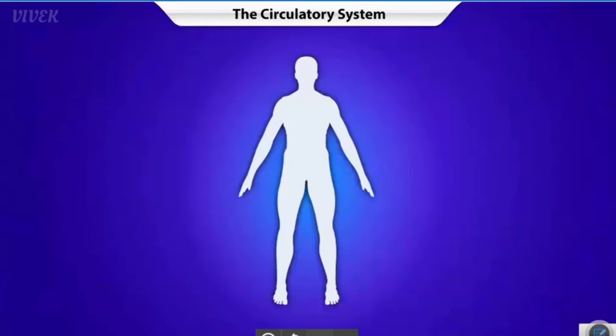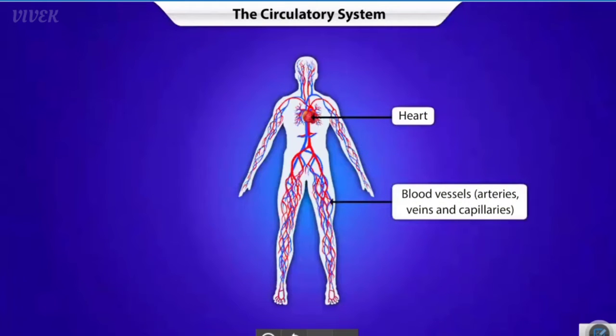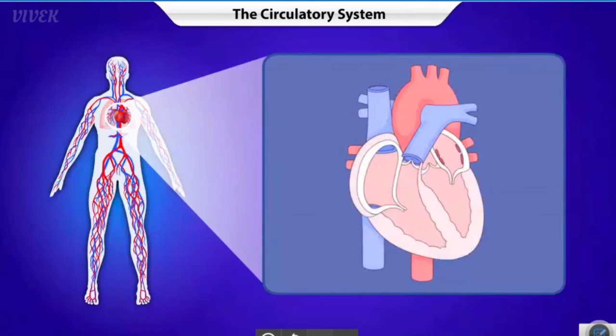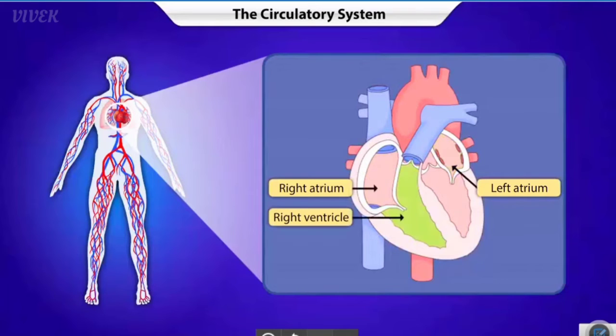In human beings, the circulatory system includes the heart and the blood vessels, or arteries, veins, and capillaries. The heart pumps oxygenated blood to all parts of the body and deoxygenated blood to the lungs. The heart has 4 chambers: the right atrium, the left atrium, the right ventricle, and the left ventricle. Each of these chambers contract so that blood moves from one chamber to the next.